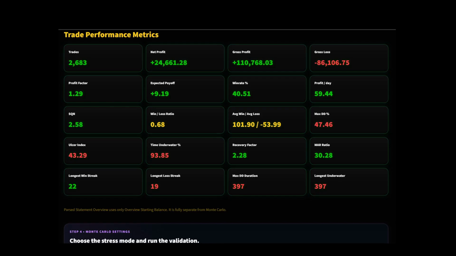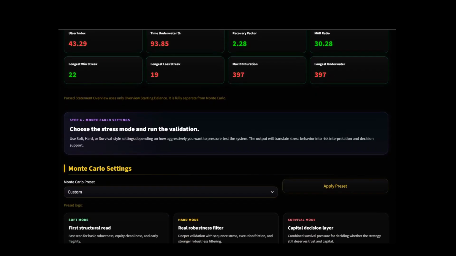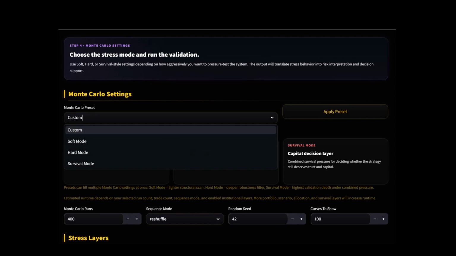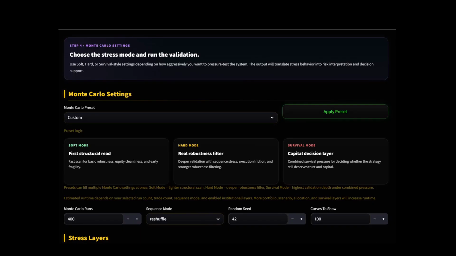Now we are in the Monte Carlo settings. At the top, we choose the preset. Custom is manual control. The other modes go from a quick check to stronger stress, and finally to full survival pressure. After choosing a preset, we apply it here.